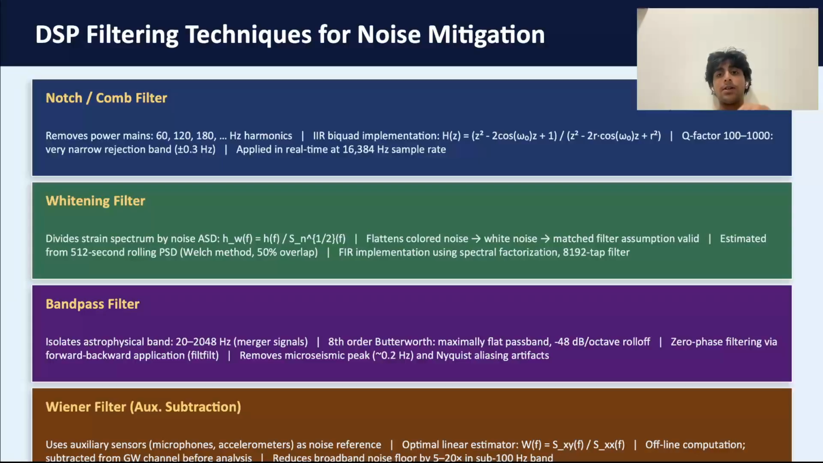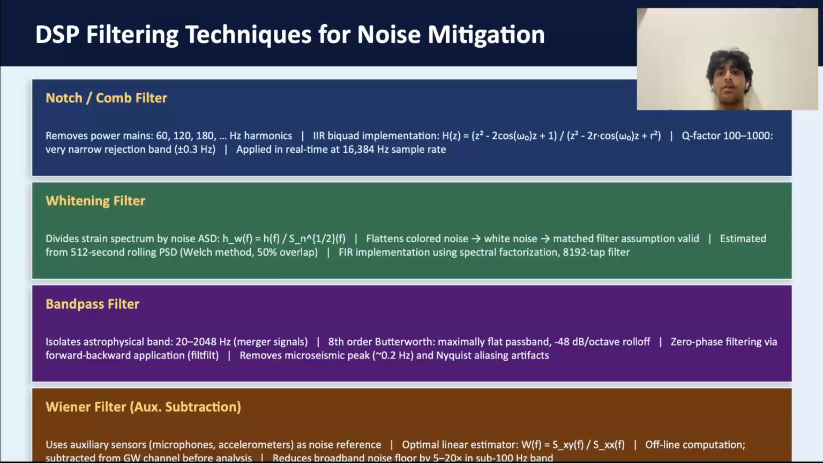Now, four filter families take on these noise sources. First is the notch and comb filters. They remove 60 Hz power line harmonics and mechanical resonances. The IIR Butterworth designs with Q factors from 100 to 1000, extremely narrow notches that cut only the problem frequency without touching adjacent bands that might contain a real signal.